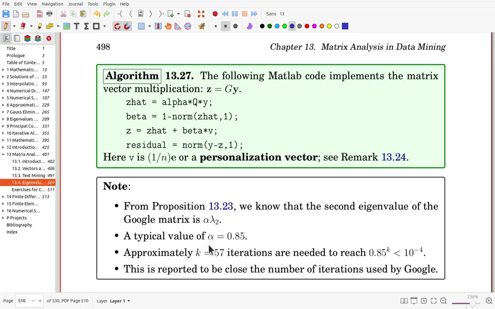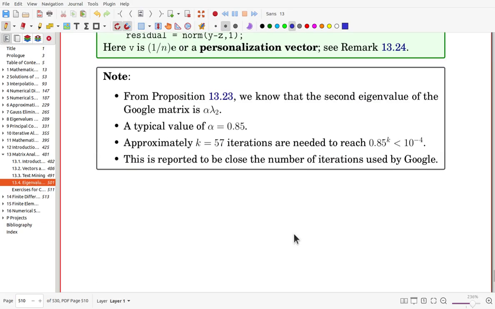Okay, that's the end of the section and the end of the chapter.